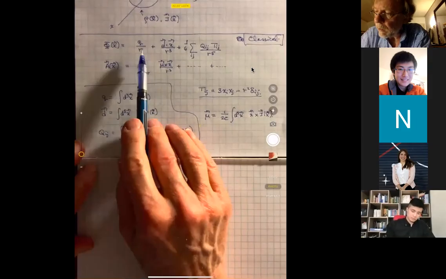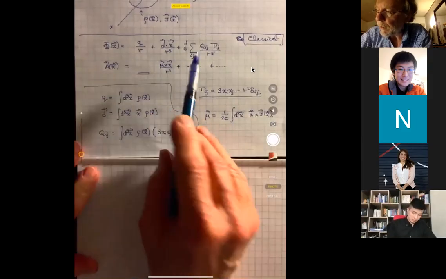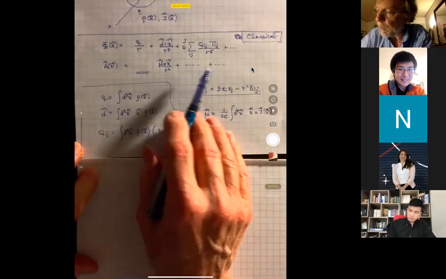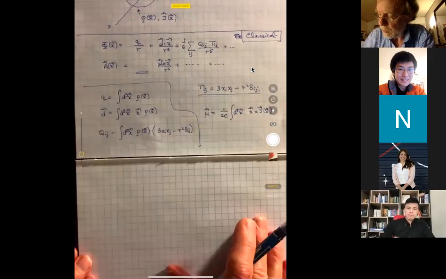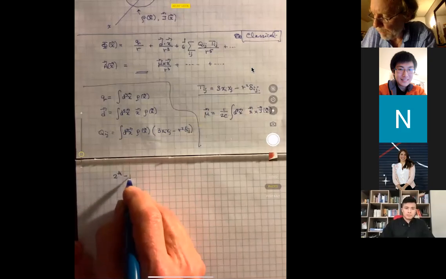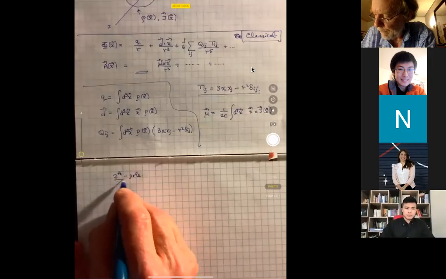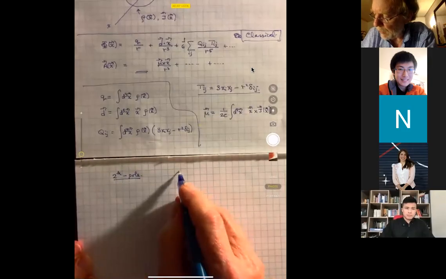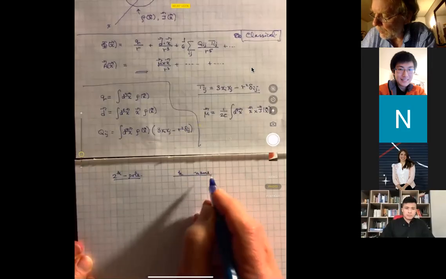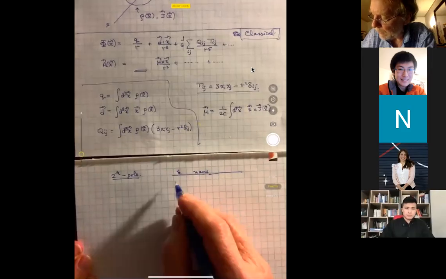We have electric monopole, electric dipole, electric quadrupole, and higher order terms. We have magnetic dipole, magnetic quadrupole, octopole, and higher order terms. I'll call these in general 2 to the k poles. The reason is that if you make a table here of k and the name, you get a lesson in how to do logarithms in Greek and Latin.